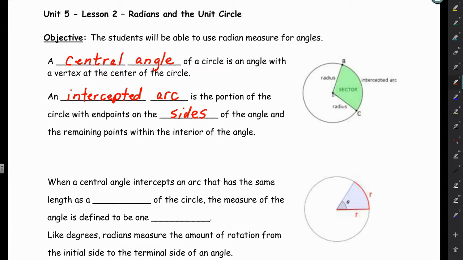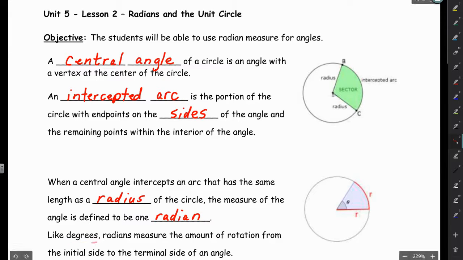When a central angle intercepts an arc that has the same length as a radius of the circle, the measure of the angle is defined to be 1 radian. And here I have a picture. So we have the radius, and this intercepted arc of this central angle is equal to the measure of the radius. So that's what we refer to as a radian.